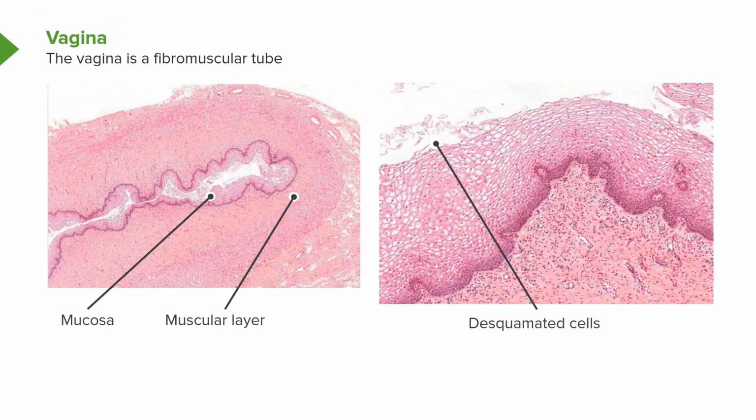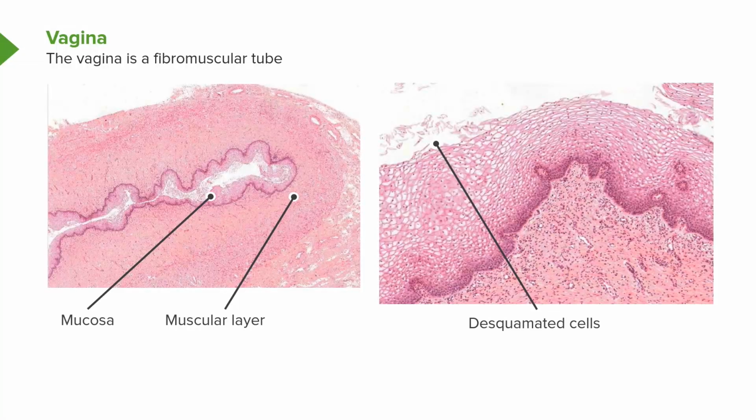Notice also that the surface cells, or at least cells as they move away from the basal level even, acquire this very pale or clear stained area. That's because these cells start to acquire lots of glycogen in their cytoplasm, and the glycogen's leaked out during processing, so you don't see it in sections.